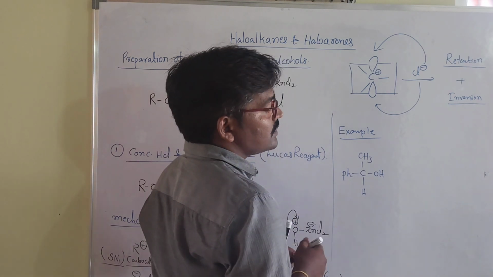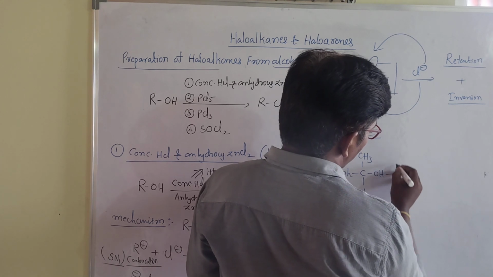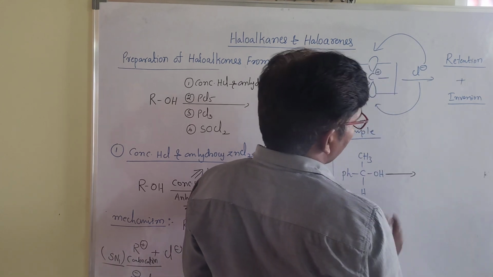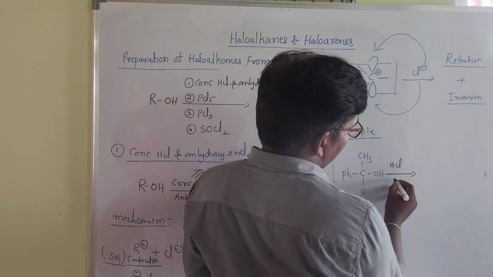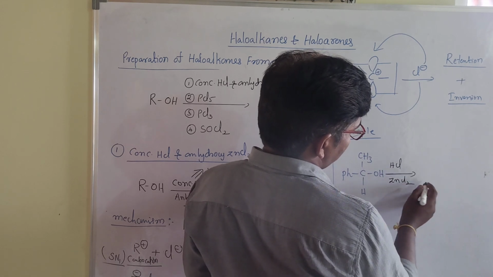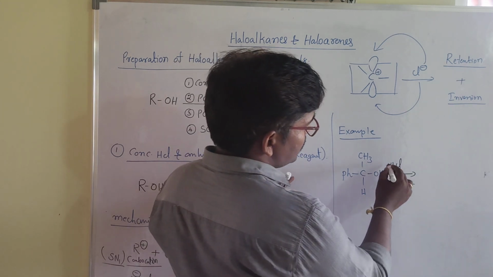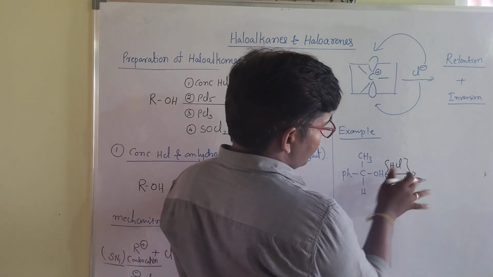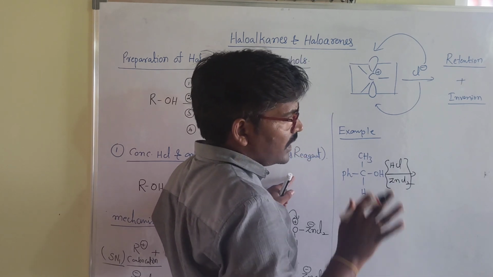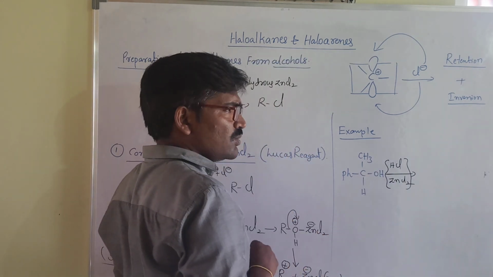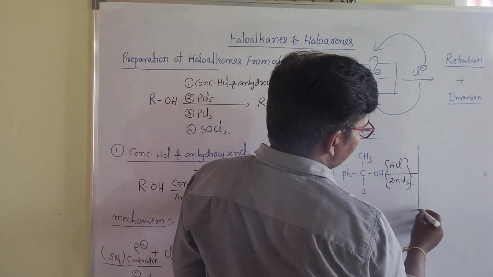Here the Cl minus comes from anhydrous ZnCl2 and HCl, the mixture of both, which is the Lucas reagent. So the Lucas reagent is going to attack on it. Then both retention configuration and inversion configuration will be formed, as I told you. So how will the retention and inversion configuration be formed?